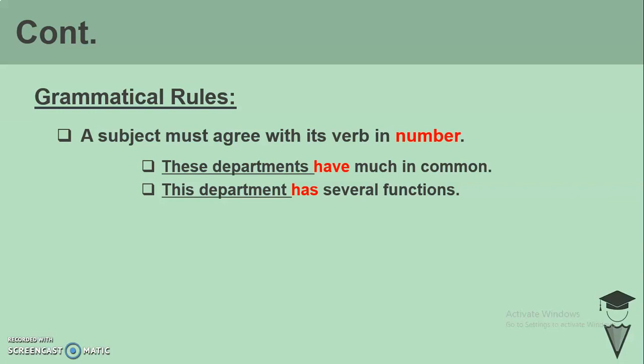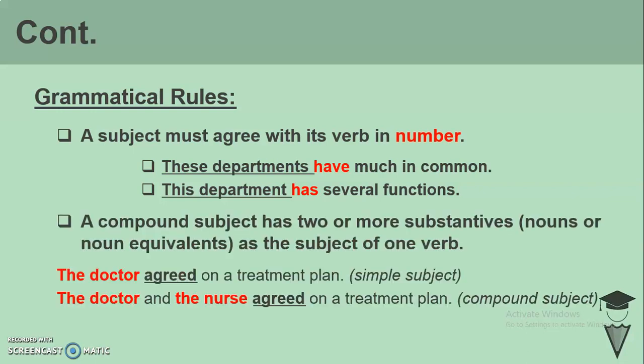Plural, we have plural subject and plural verb. This department has several functions. We have singular subject and a singular verb. There is an agreement. A compound subject has 2 or more substantives. It might be nouns or noun equivalents as the subject of one verb.